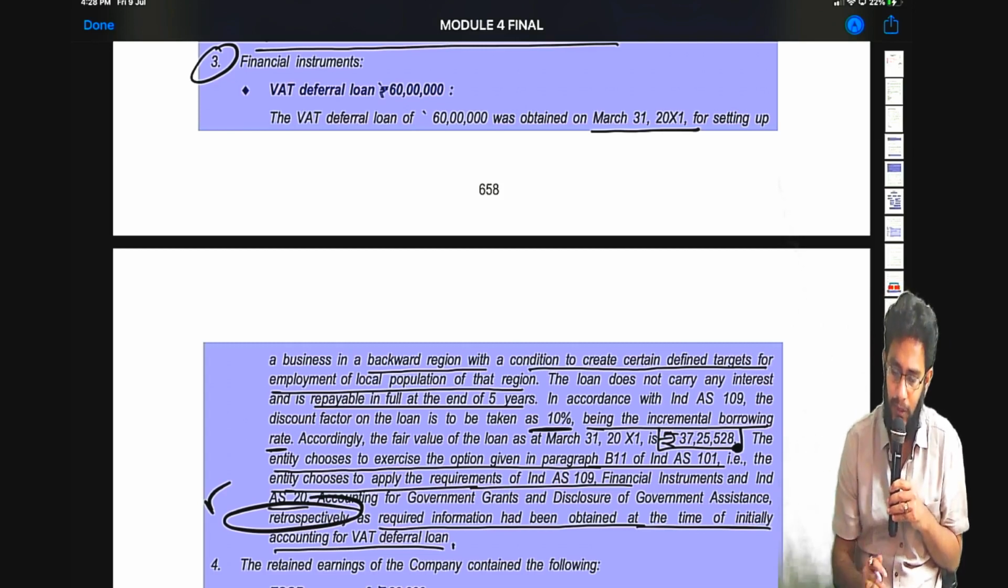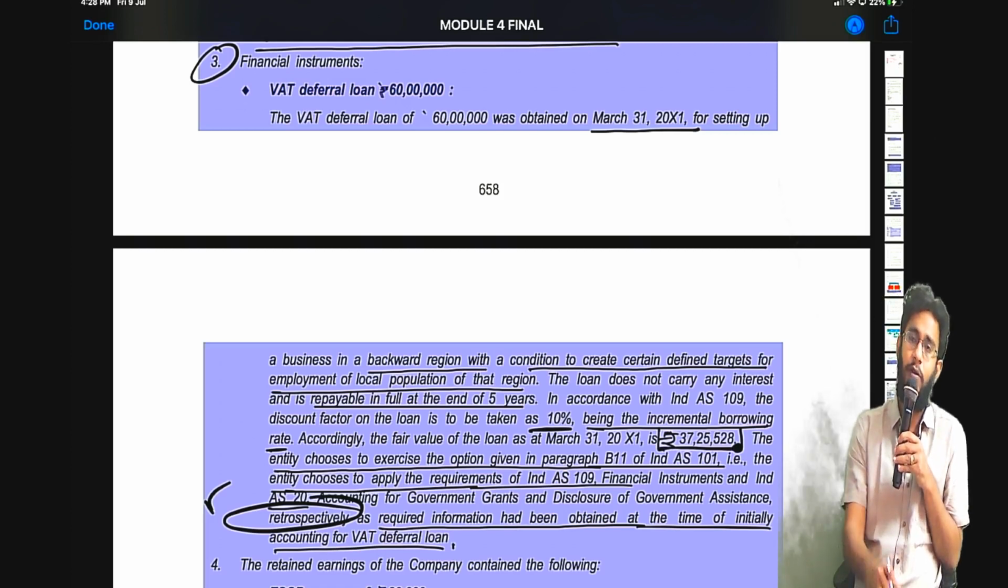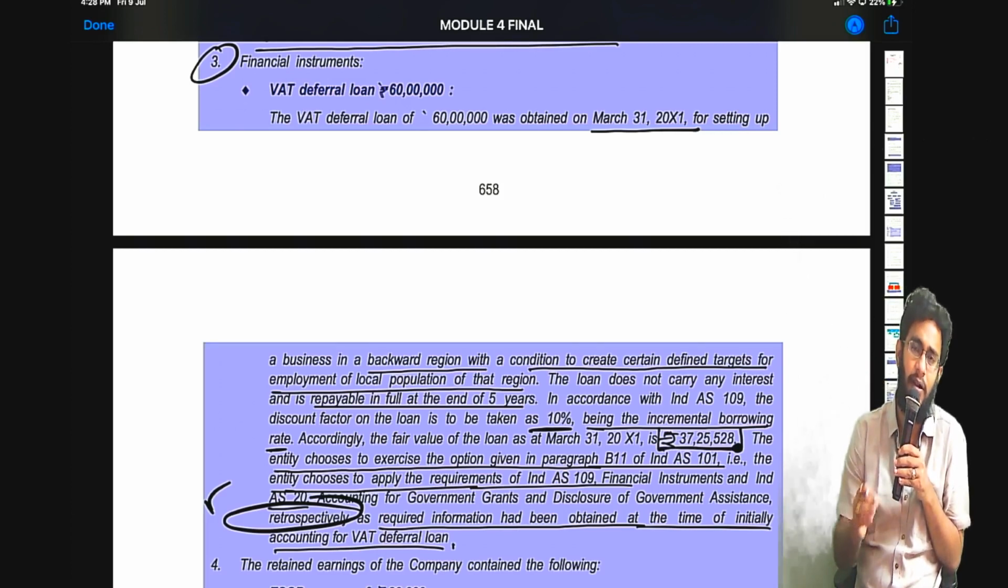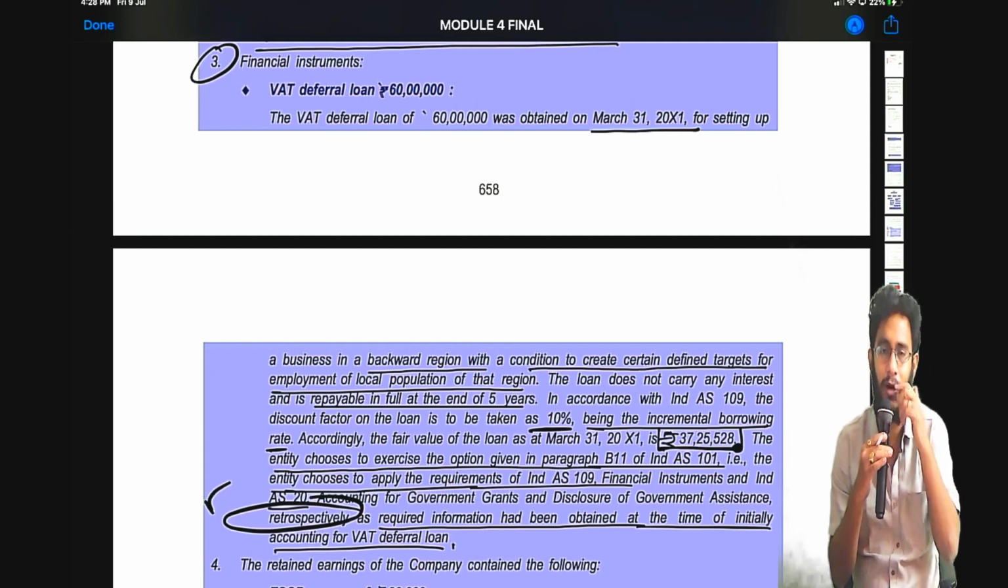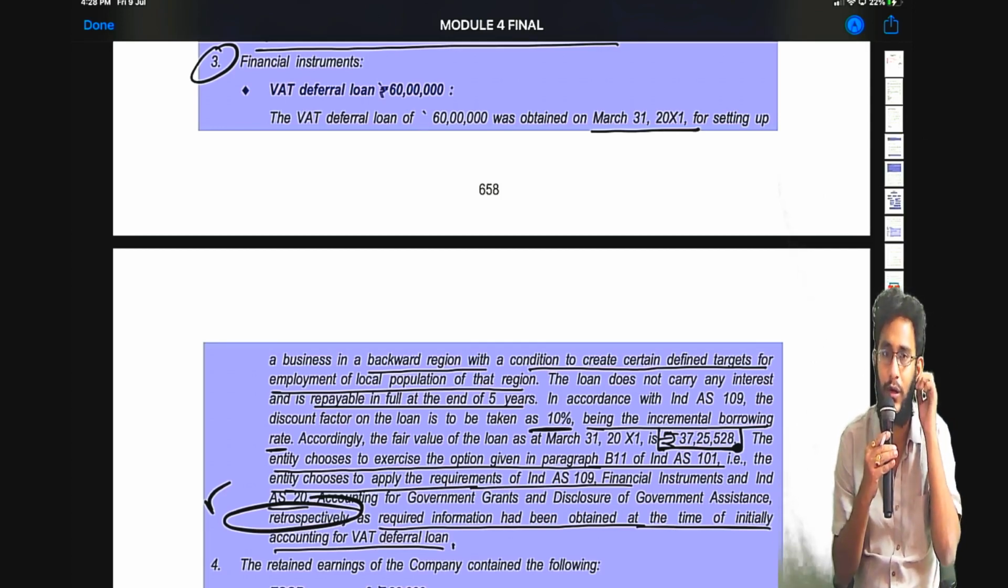The fellow already split. So loan amount is 37,25,528. So out of your 60 lakhs amount received, 37 lakhs is the fair value. The remaining 22 or 23 lakhs, that will become your grant component. So accordingly, you will split it. 60 lakhs, two parts you make. One you retain in liability, the remaining grant component, you show it as deferred income.